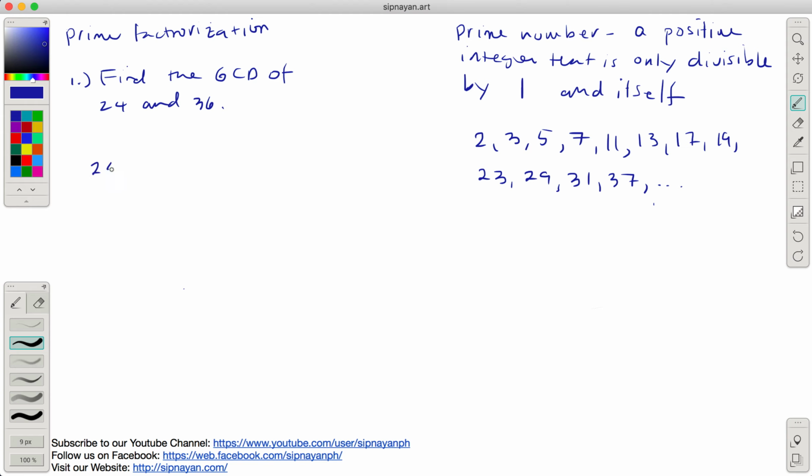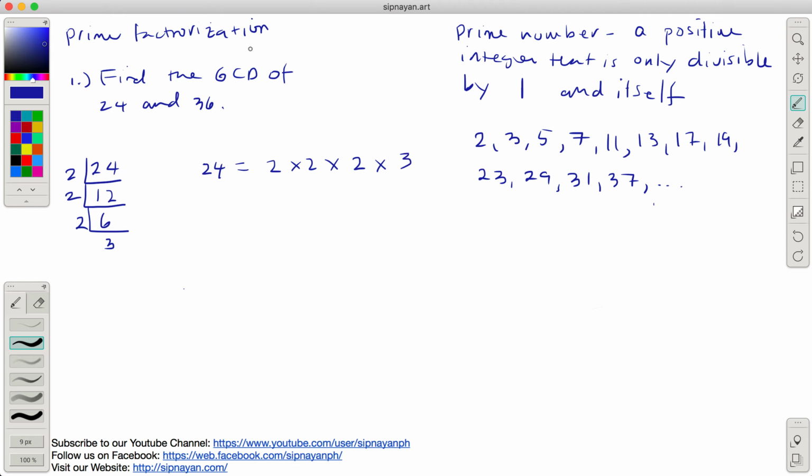So 24, i-divide natin siya sa mga prime numbers. Ano kaya sa tingin nyo? Yung pinakamababa, start tayo sa pinakamababa. 2, no? So, ang 24 divided by 2 is 12. Pwede pa ba? May prime number pa ba na pwedeng i-divide? Yes. 2. 12 divided by 2 is 6. Pwede pa ba? Pwede ulit divide by 2. And then 3. Pag puro na prime numbers, tigil na, no? So, ibig sabihin, 24 is equal to 2 times 2 times 2 times 3.